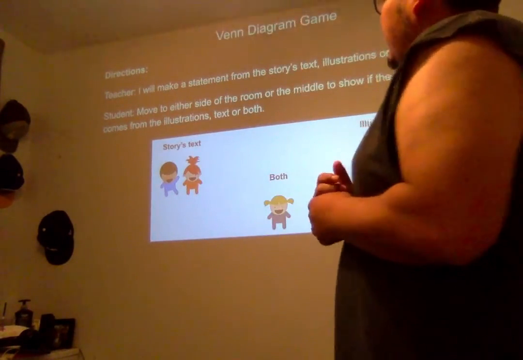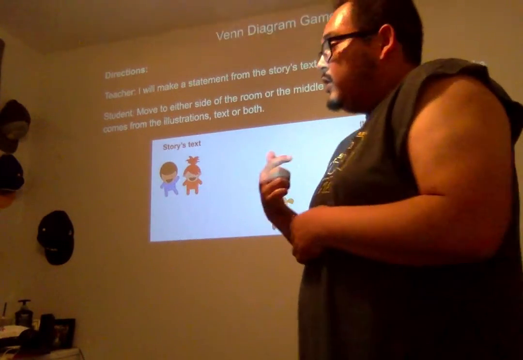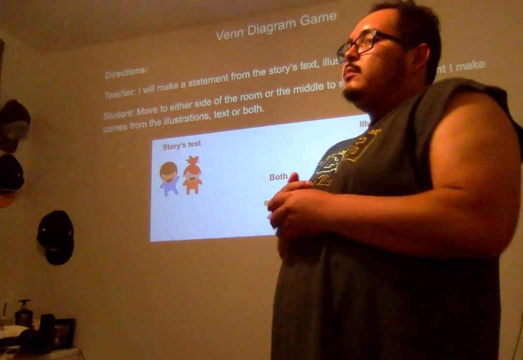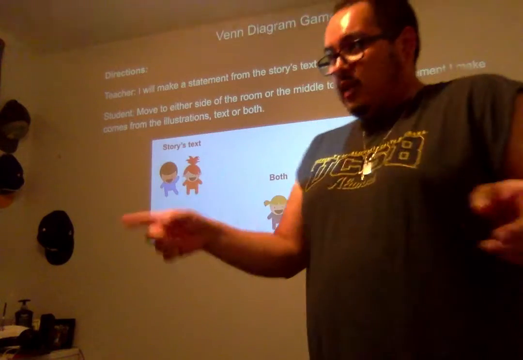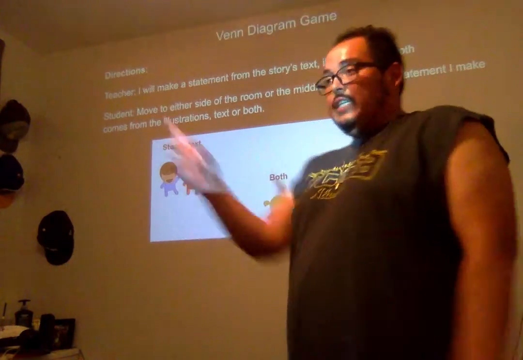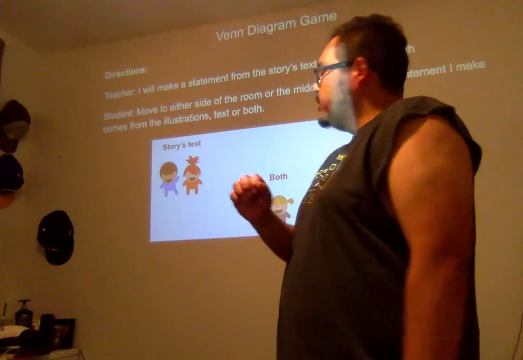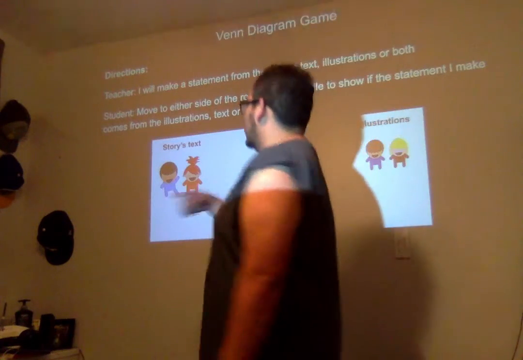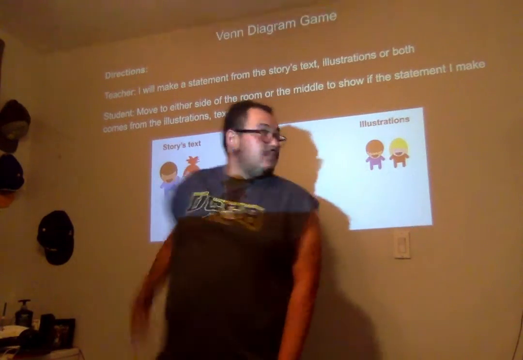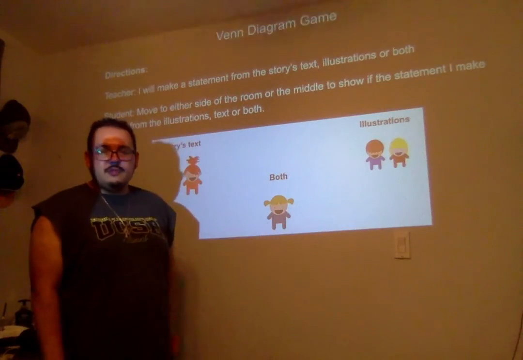I'm going to make some statements about the story's text, or from the story's illustrations, or maybe you can get this information from both. Now you guys are going to move from either side of the classroom, or you might end up in both, to show whether the statement that I make comes from the story's text, or from the illustrations, or both. Let's go over an example before we get started.